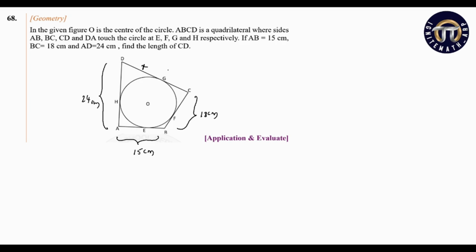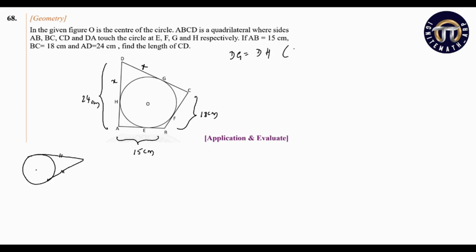Okay, X. And you know one of the theorems, children, in the circle lesson: whenever tangents are drawn from an external point to the circle, the tangents are equal in length. So these two tangents are equal in length. Clear, children? So if DG is the tangent drawn from the external point D to the circle, then DG should be equal to DH. So I can write DG is equal to DH.